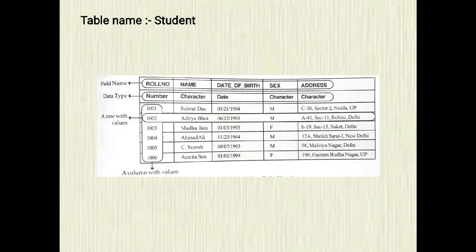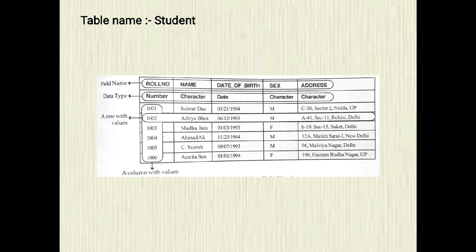Here I have a table from the textbook, so you can refer to the textbook also. You can see the roll number, the name, those column names are called field names. They are also called attributes, and in C++ they are called fields. In the next line you have the data type. Of course, in a table the data type is not written like this, but this is just a pictorial diagram to show the students what a data type is.